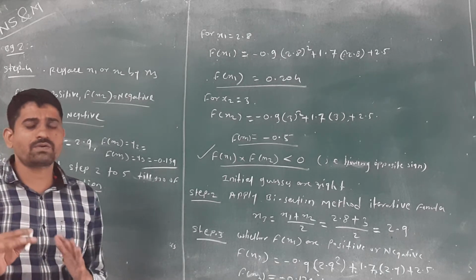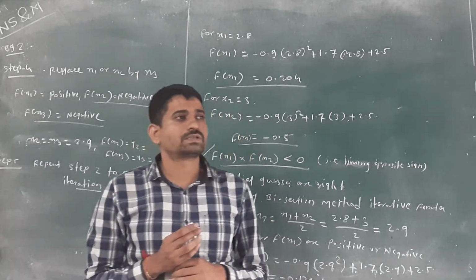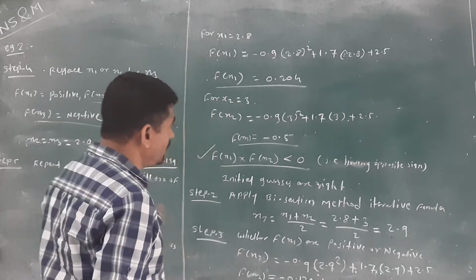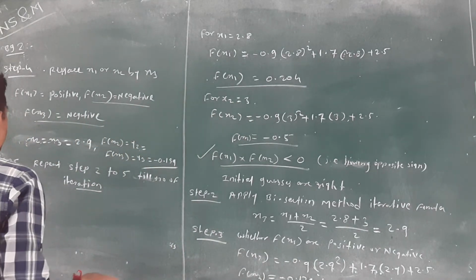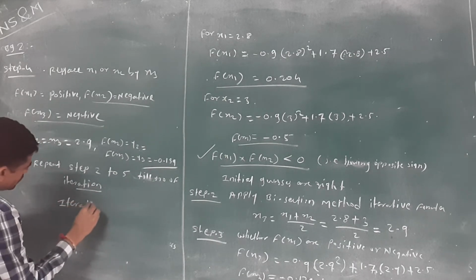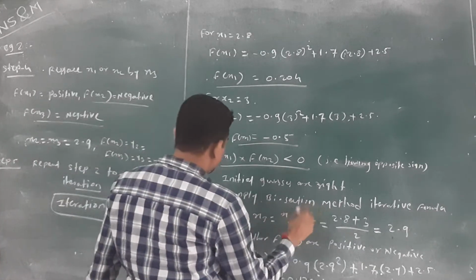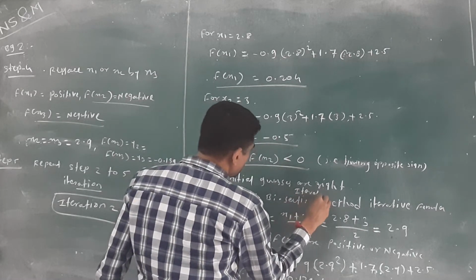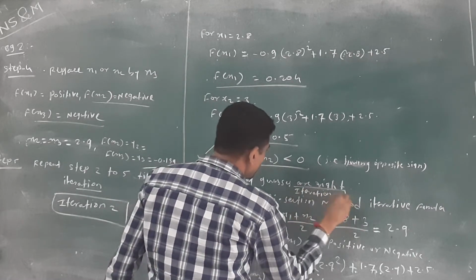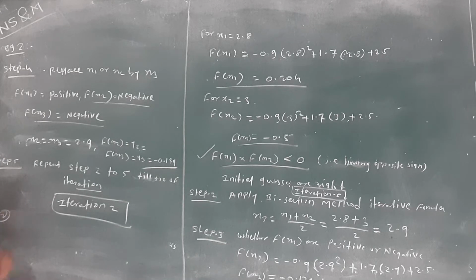Then in a similar way you have to find the second iteration. Then we have seen in the last lecture that table. I will write here second iteration, iteration number 2. This is step number 2. Here we have to start the iteration 1. Then what is iteration number 2? Again I will write here step number 2, repeat step 2 to 5. First, what is step number 2?